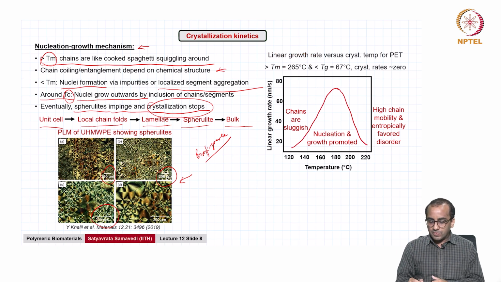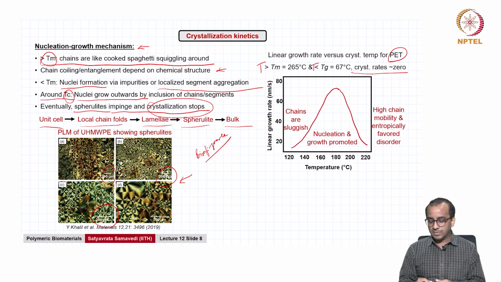Now, shown here is an example of polyethylene terephthalate, which is PET, a polymer that we have seen earlier, whose melting temperature is around 265 degrees Celsius, and glass transition temperature is around 67 degrees Celsius. And if you are operating at a temperature that is above the melting temperature or below the glass transition temperature, the crystallization rates are almost close to 0.